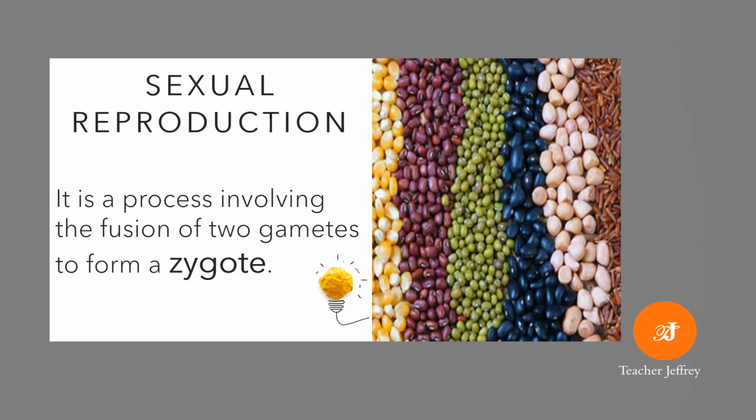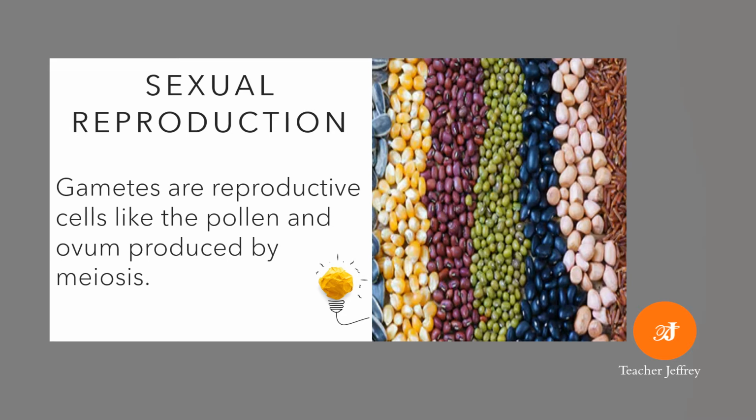Another type of reproduction in plants is sexual reproduction. It is defined as the process involving the fusion of two gametes, the male and the female cells. They will form a zygote. It needs a male and a female part of a plant. In this type of reproduction, the male gamete is found in the anther and the female cell is in the ovum. These cells called gametes are produced by meiosis.